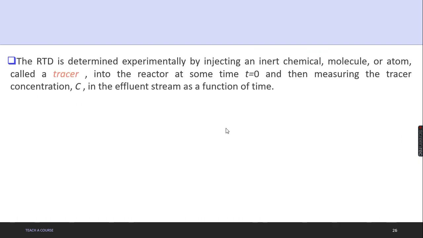Now, how we are going to do those experiments: RTD is determined experimentally by injecting one inert chemical molecule or atom that is called a tracer. In the chemical reactor we are injecting some molecule which can be detected at the exit. At the entrance we are putting some molecules which can be a colorful compound or which can be determined more easily. These are called tracers, injected at some time t equal to 0, and then we measure the tracer concentration in the effluent at different times, to see how it changes.